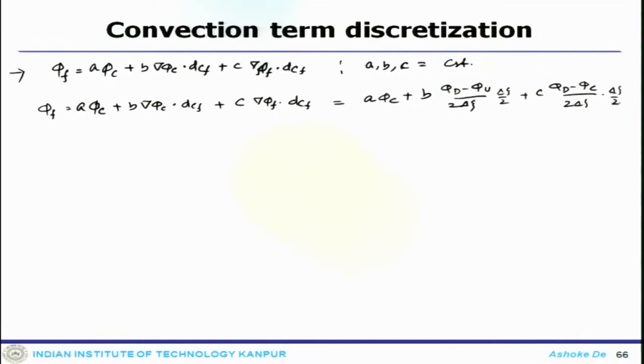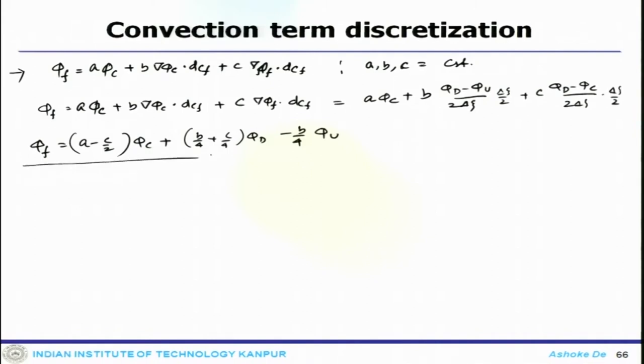Now, you do some algebraic manipulation so that you obtain phi f equals (a minus c by 2) phi c plus (b by 4 plus c by 4) phi d minus b by 4 phi u. You can use the above expression to calculate a, b, c. For example, if you consider second order upwind, then phi f is 3 by 2 phi c minus half phi u, which will lead to the coefficients b equals 2, c equals minus 1, a equals 1.